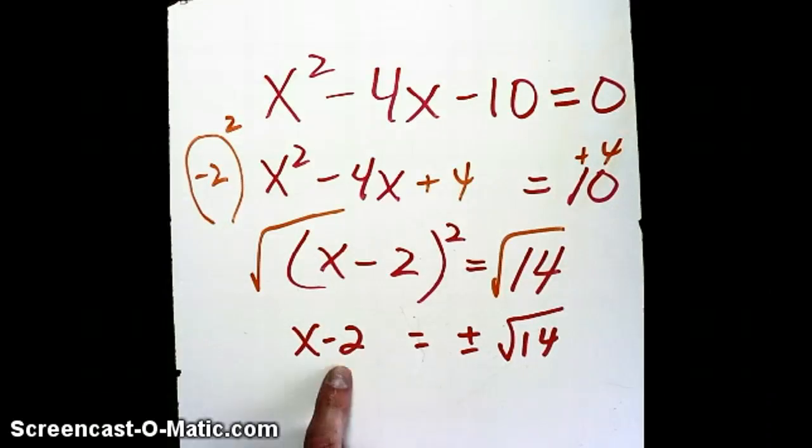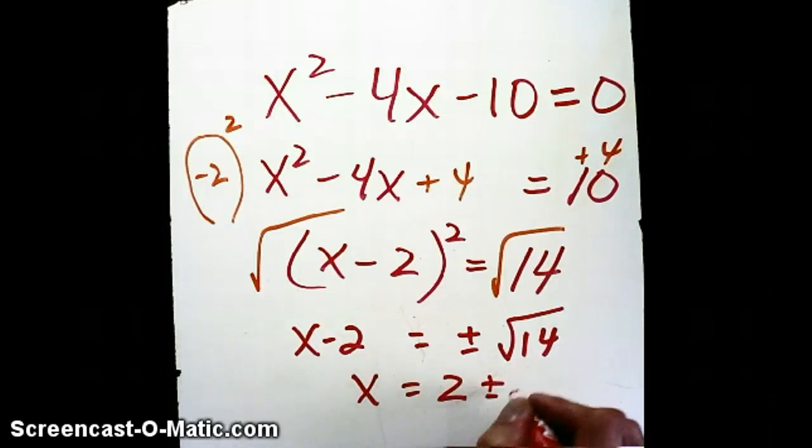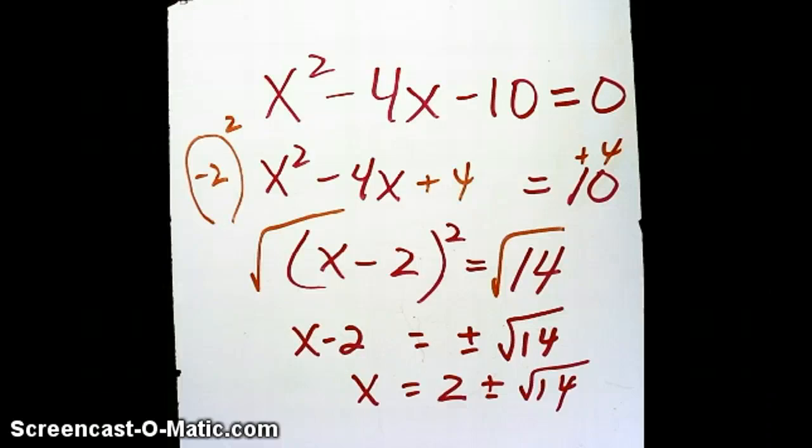But we've got to get the x by itself, and I'm going to do that by adding 2 to both sides. 2 plus or minus square root of 14. Now this actually is my final answer. Remember there's 2 values, 2 plus radical 14 and 2 minus radical 14, and you could figure that out on your calculator. So there's an example of basic complete the square.